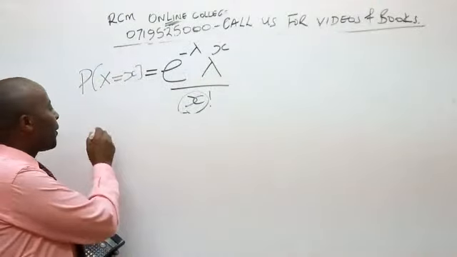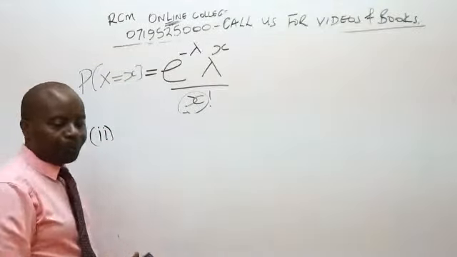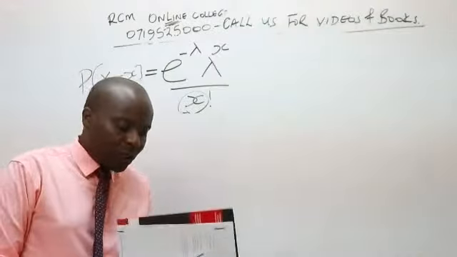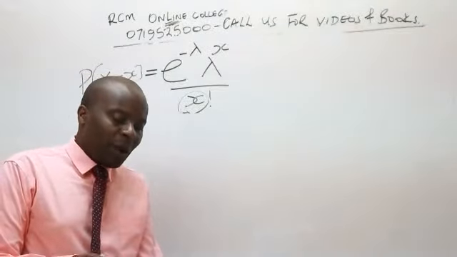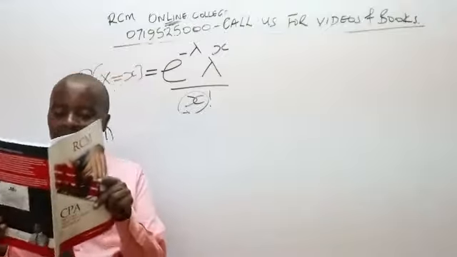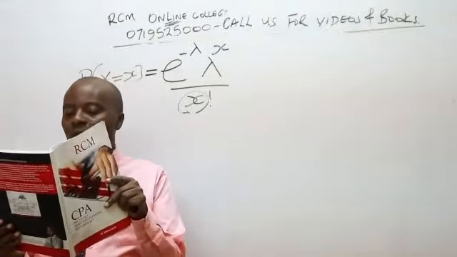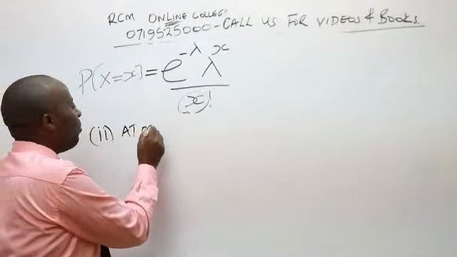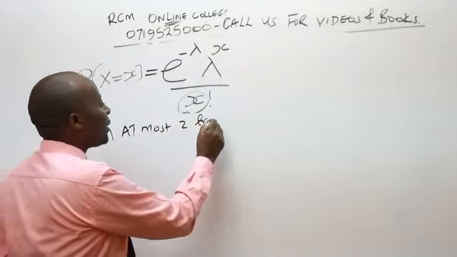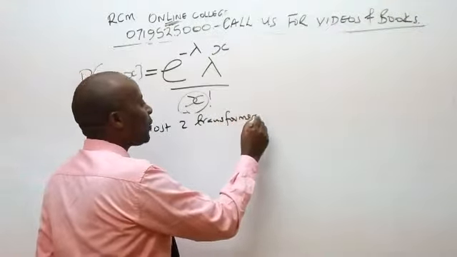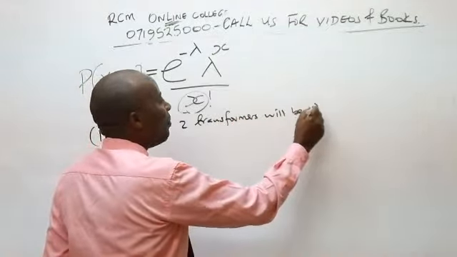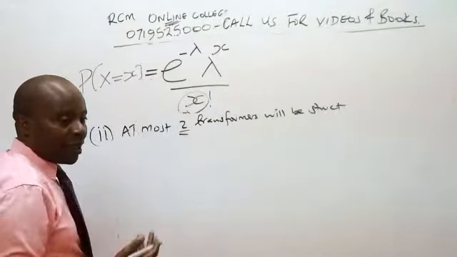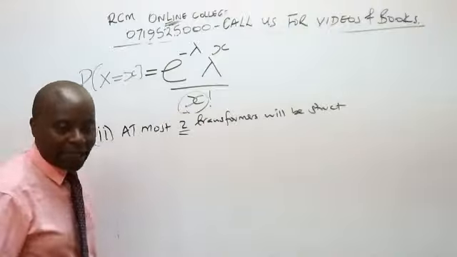So ladies and gentlemen, let's look at number 2. Number 2, what do we have? In number 2, they want us to give them the probability that at most 2 transformers will be struck, meaning that the 2 that they have mentioned here is the highest figure. So it is 2 or less, at most.